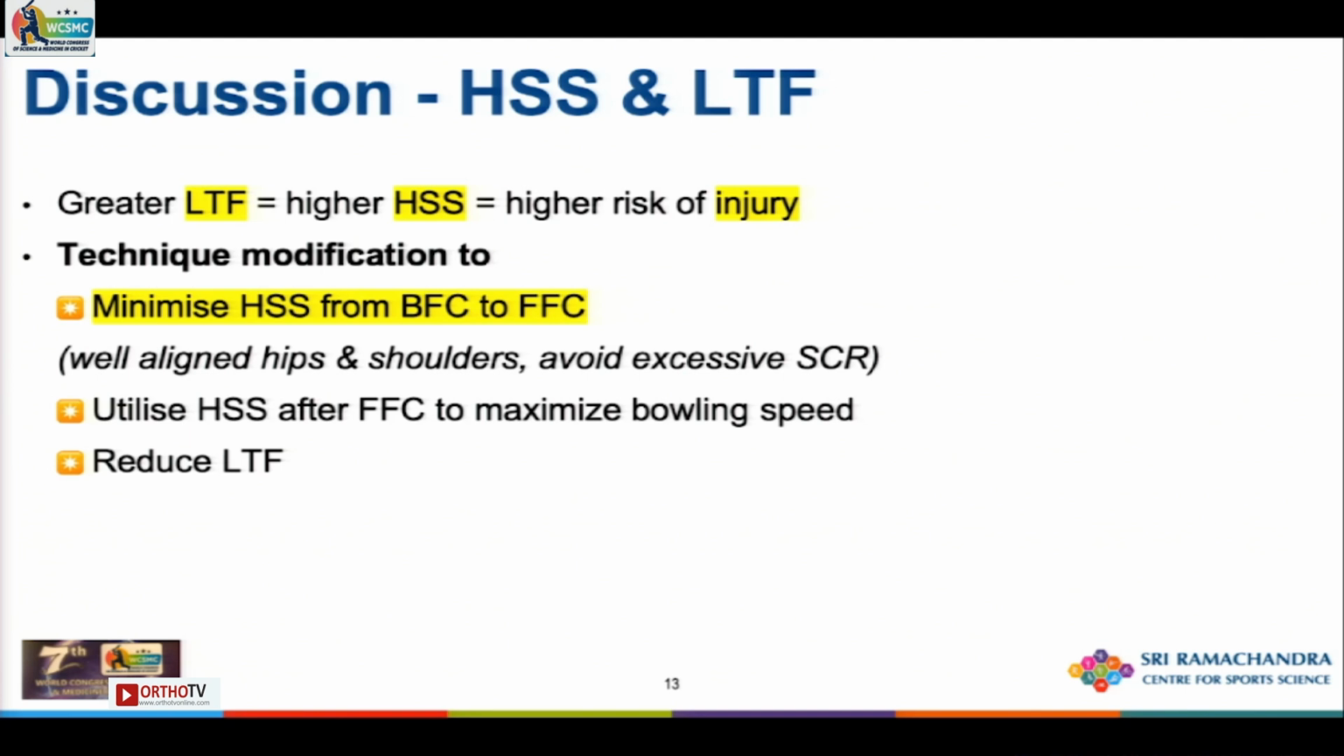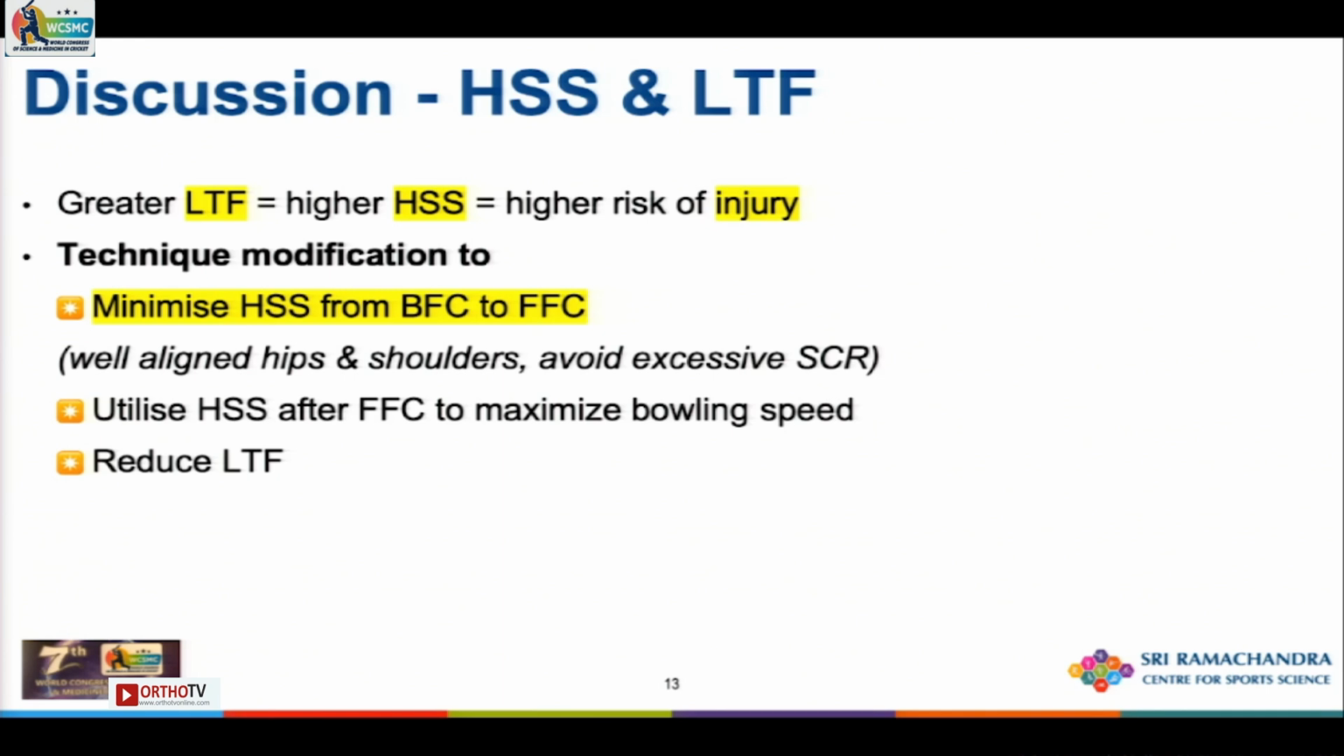In the morning, we heard from the great Irfan Pathan that you should not try to completely change your action, you should partially change the action. Probably where to change the action partially, one answer could be that the hip shoulder separation angle can be moderated at the BFC to FFC phase. This will help you to align the hips and shoulders and avoid excessive shoulder counter rotation. That is the rationale behind doing these things. Whether we achieve it with technical corrections or with S&C corrections is up to the team to analyze and decide as per the bowler's individual case.